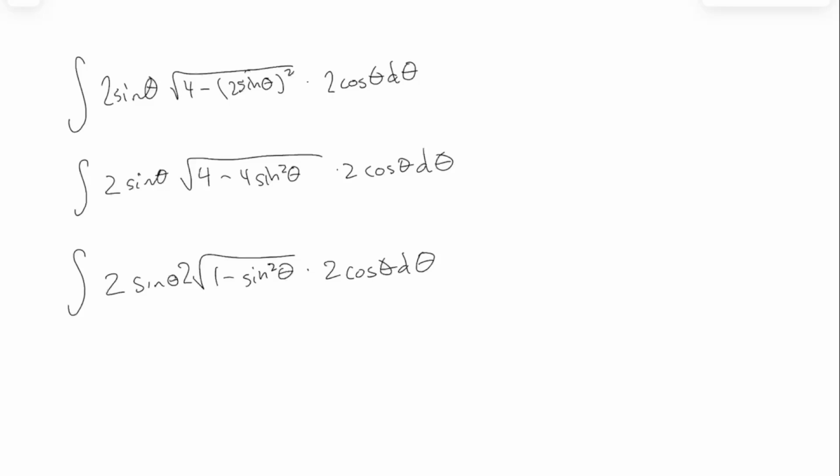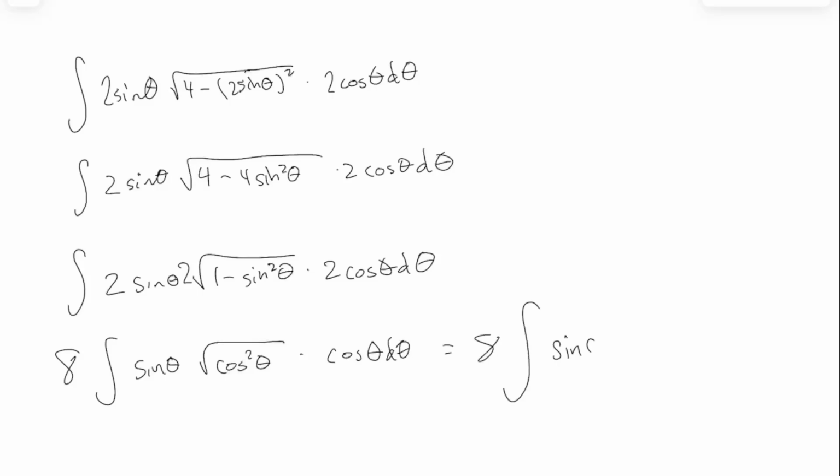I have 3 2's there. I got an 8 in the front, integral sine theta. That square root of 1 minus sine squared on the inside is cosine squared. So this is square root of cosine squared. That's going to be a cosine, and then another cosine at the end. So we got 8 integral sine theta cosine squared theta d theta. And this, I would say, is the end of like Act 1.